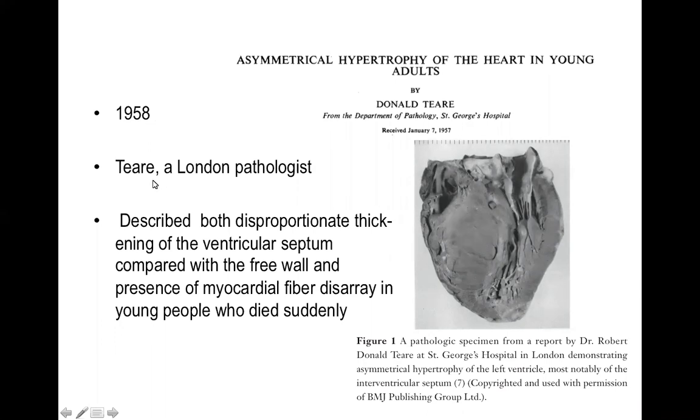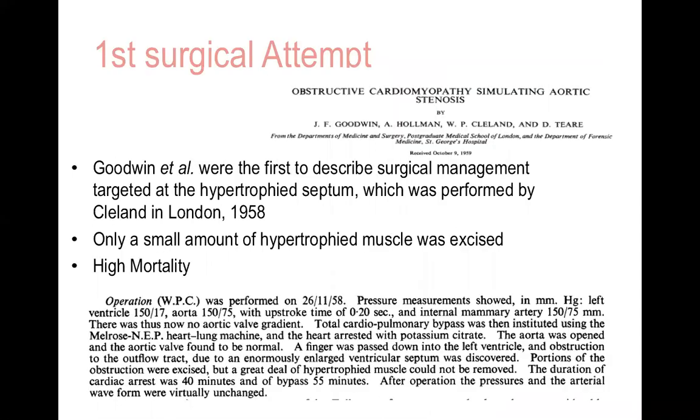Teare, a London pathologist, described the thickening of the ventricular septum compared with the free wall and the myocardial fiber disorganization, disorganized myocytes, in one patient who died suddenly. The first surgical attempt was done by Goodwin and his colleague Cleland in 1958, and only a small amount of hypertrophied muscle was excised, with high mortality.